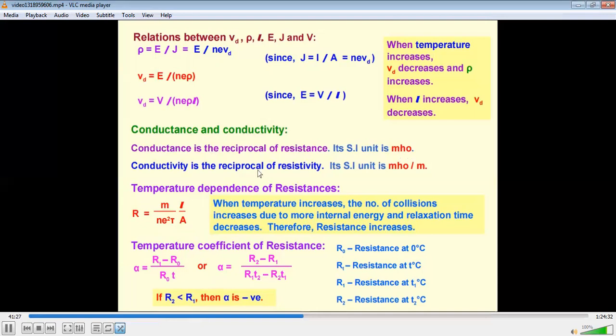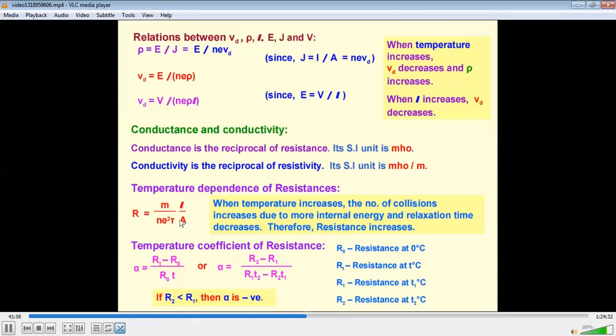So temperature depends on resistance. Remember it. R equals to m divided by n e square tau into L by A. When temperature increases, the number of collisions increases due to more internal energy, and relaxation time decreases. Therefore, resistance increases. So R equals to m divided by n e square tau times L by A.